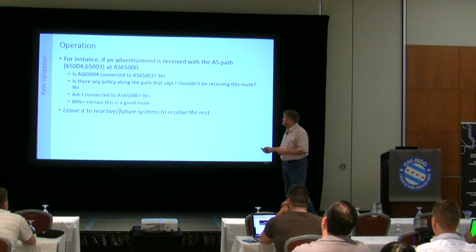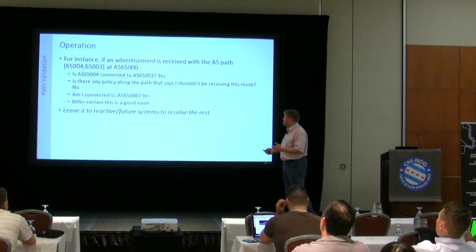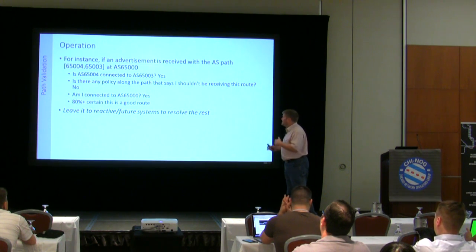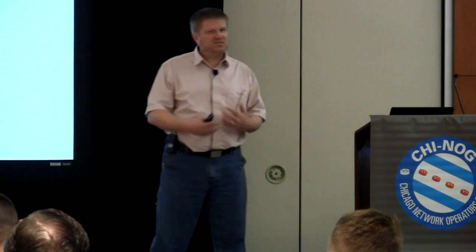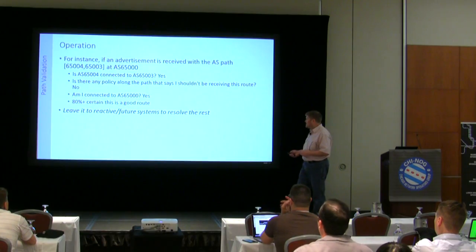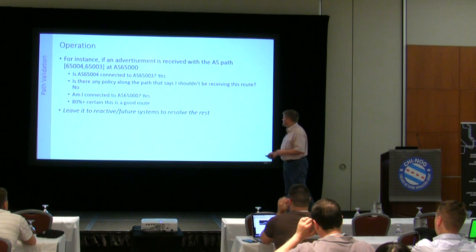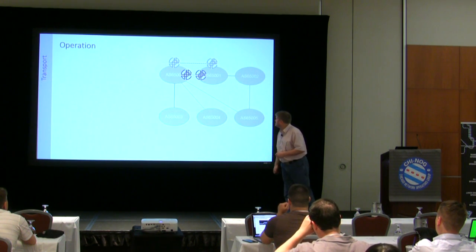So you can just say, when you receive a route that says AS 65004, 65003, you look at your graph and you say, is AS 65004 connected to 3? Is there any policy? Am I connected to 65000? So I'm 80% certain the route is valid. It doesn't prevent some types of attacks, but it doesn't have replay attacks. The idea being to leave it to future reactive systems to resolve the rest, do some research.